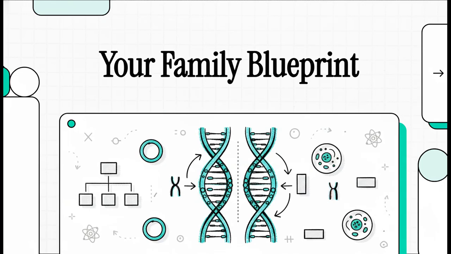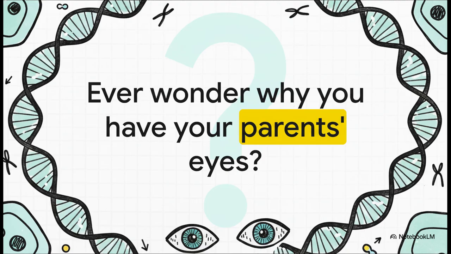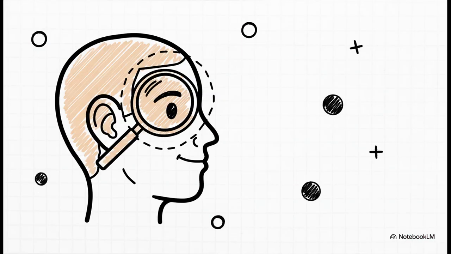Ever wonder how your family's blueprint made you? Well, let's get into it. Like, why do you have your mom's eyes? The answer is actually hidden right in your genes. And a super simple example of this is right there on your head.